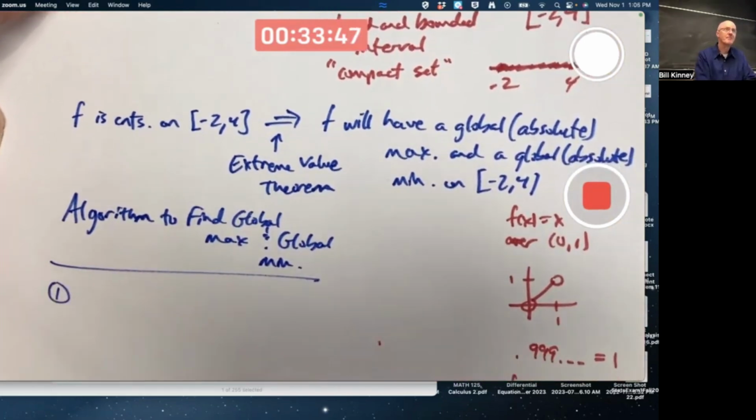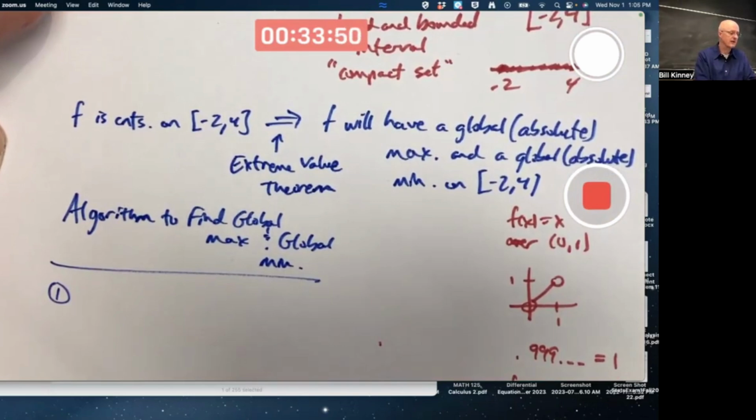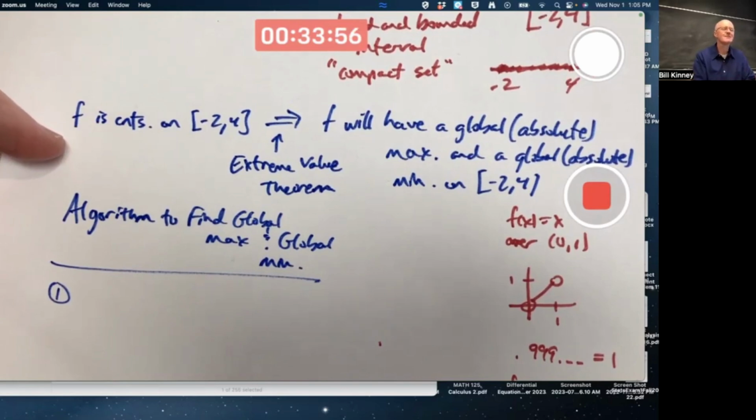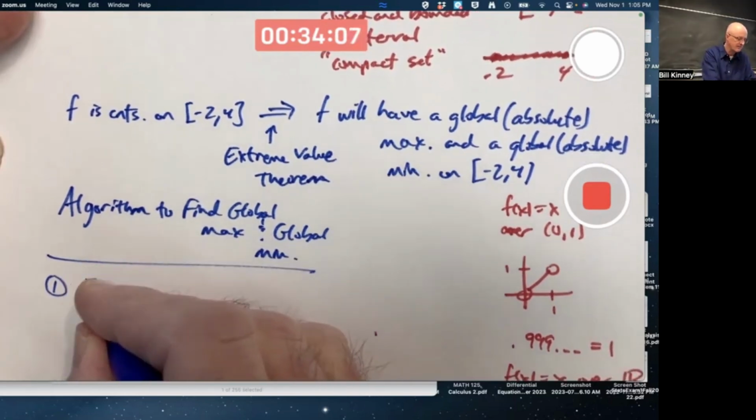First step, find the derivative of f, set it equal to 0 to solve for critical points. Oh, well, careful. Critical points can also occur where f prime is undefined, where the function is not differentiable. So let me just say, find the critical points of f.